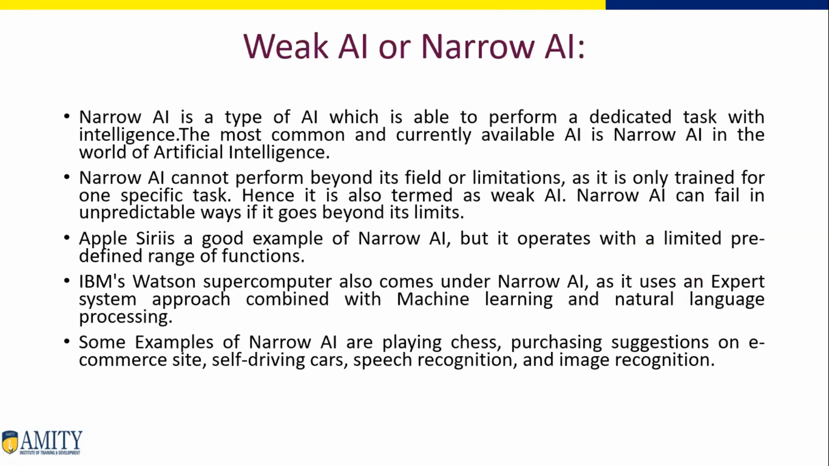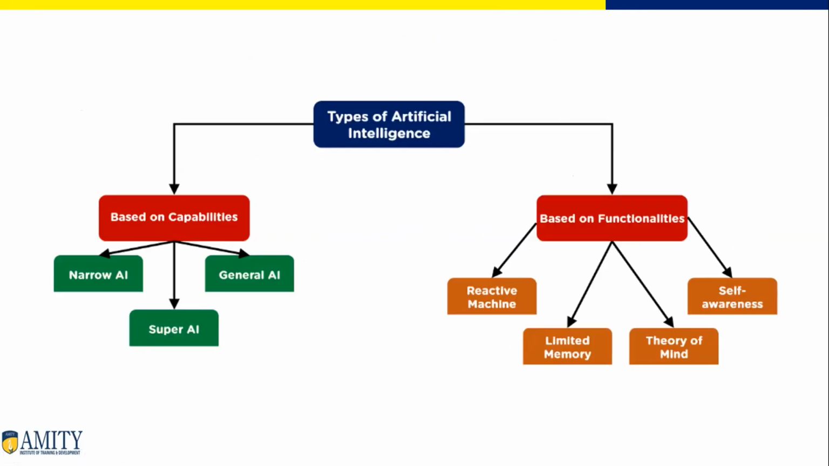So I have talked about the weak AI, right? Now, anyone, now you understand what these terms are? Is it clear? Yeah. Great. Narrow AI, super AI, general AI, reactive machine, limited memory, theory of mind, and self-aware.